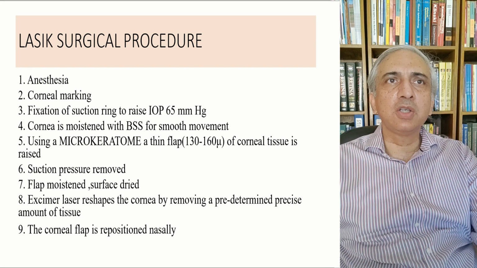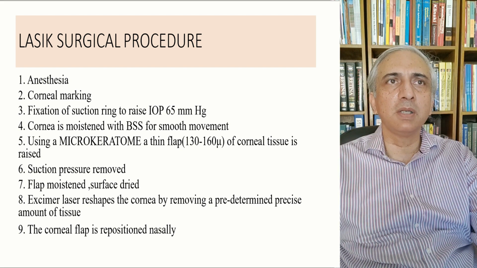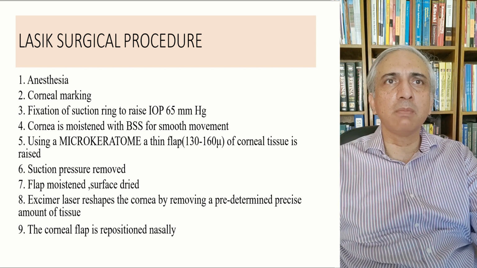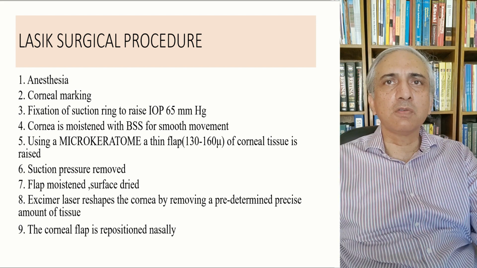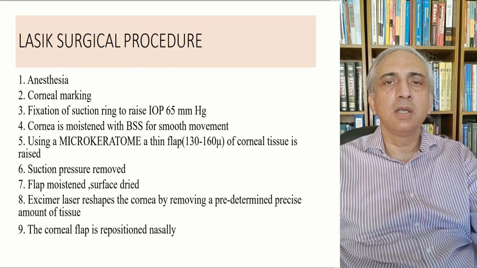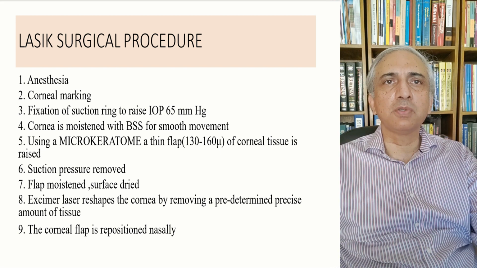So fixation of the suction ring to raise the intraocular pressure to about 60 to 65 millimeters of mercury. The cornea is moistened with BSS for smooth movement using a microkeratome. A thin flap of 130 to 160 microns of corneal tissue is raised. Suction pressure is removed. Flap moistened, surface dried, and the excimer laser reshapes the cornea by removing a predetermined precise amount of tissue. The corneal flap is repositioned nasally.